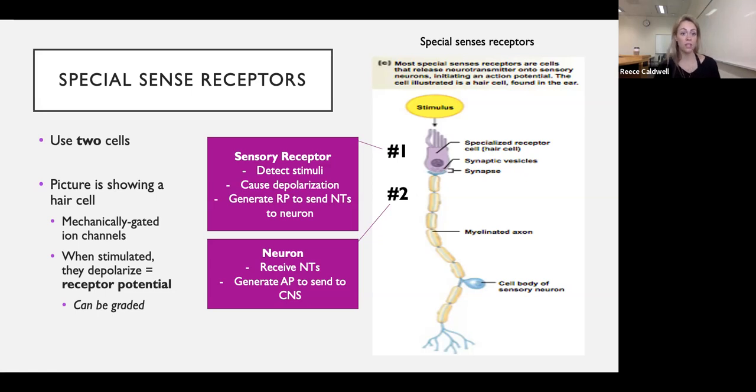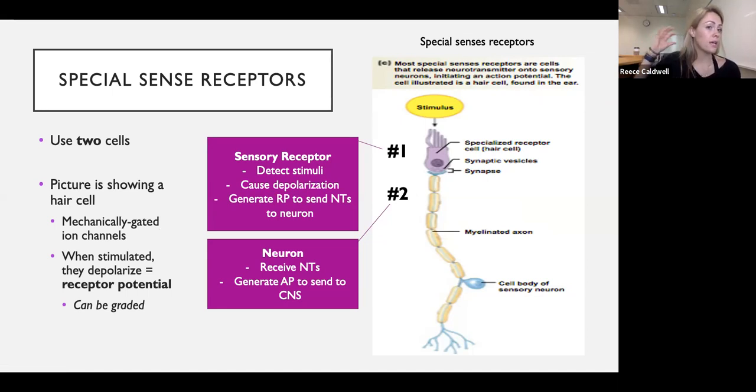If you remember last week, we looked at the 3 types of ion channels. We had mechanically gated ion channels, mechanogated ion channels. We had ligand gated ion channels and voltage gated ion channels. So the hair cells work through mechanogated ion channels.